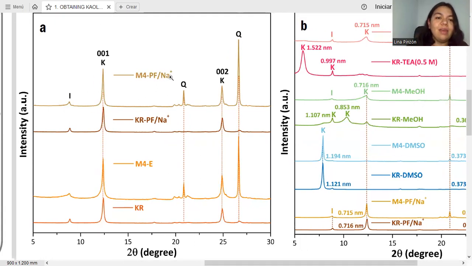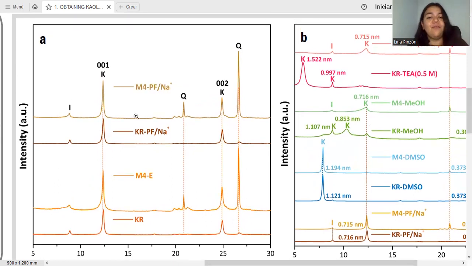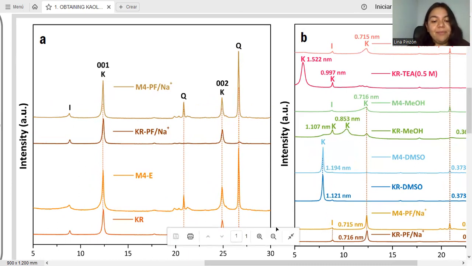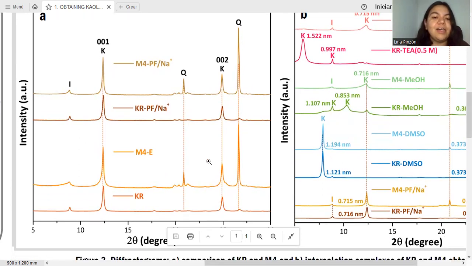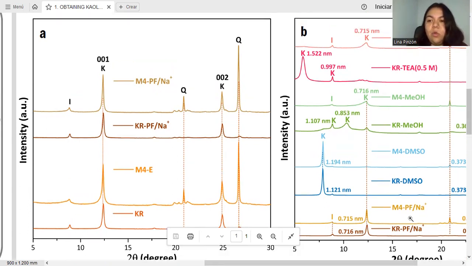Figure A of the XRD results shows the mineralogical composition of the M4 clay versus Kr, where the quartz phase for M4 presented greater intensity than Kr. However, M4 presents the characteristic phases at 001 of kaolinite.